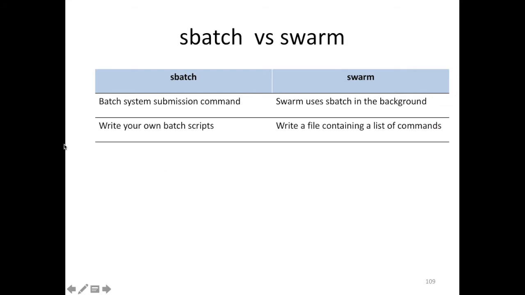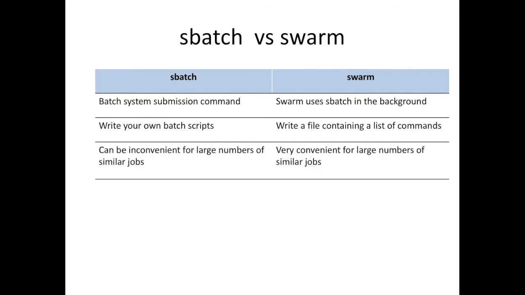If you're submitting an sbatch job, you write your own batch scripts. If you're submitting a swarm job, you simply write a file containing a list of commands. Sbatch can be inconvenient for large numbers of jobs. For each job that you submit, you'd have to write a batch script. Swarm is very convenient for large numbers of jobs. You'd write a simple script that writes a long swarm command file and submit it with Swarm. Swarm will then create the batch scripts for you.